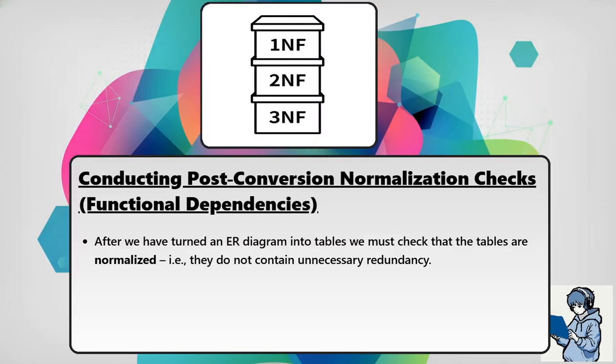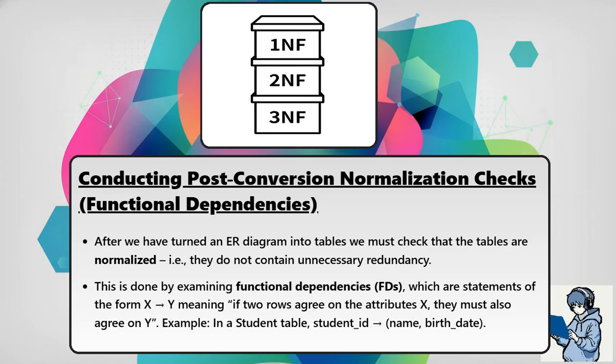After we have turned an ER diagram into tables, we must check that the tables are normalized. That is, they do not contain unnecessary redundancy. This is done by examining functional dependencies, which are statements of the form X determines Y, meaning if two rows agree on the attributes X, they must also agree on Y. Example: in a student table, student id determines name and birth date.